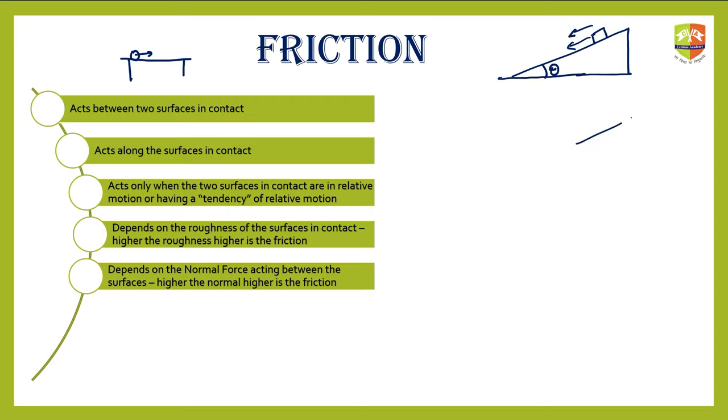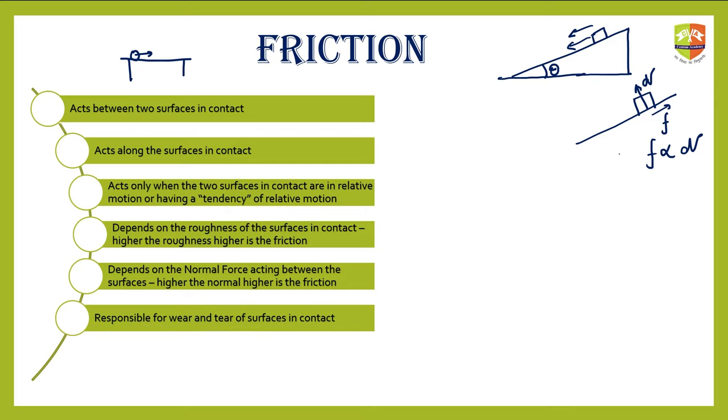What does it mean? Let's say this is the inclined plane. This is the book over there. We just learned that whenever there are two surfaces in contact, there will be forces. So there is a normal force acting on the book by, let's say, the inclined plane. Then the friction acting here, let's say this is the friction acting here, will be directly proportional to the normal force. So the higher the normal, the higher will be the friction.